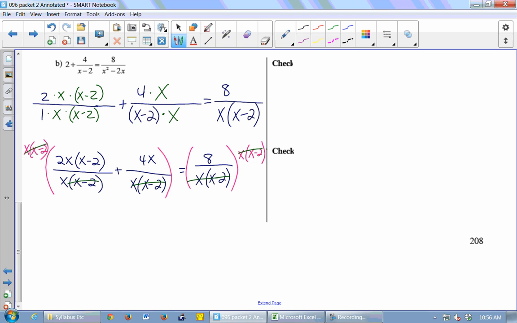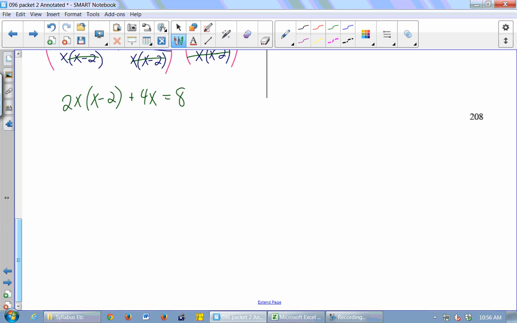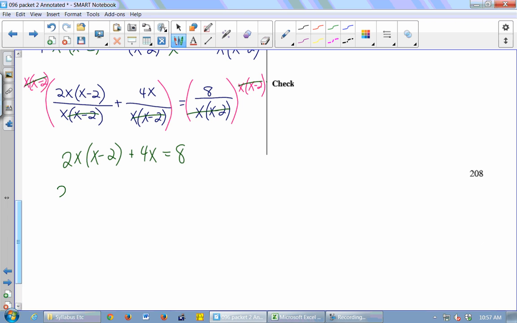And I'm just left with 2x times x minus 2 plus 4x equals 8. Distribute the 2x, and we get 2x squared minus 4x plus 4x equals 8. Minus 4x and plus 4x cancels out. So 2x squared equals 8.